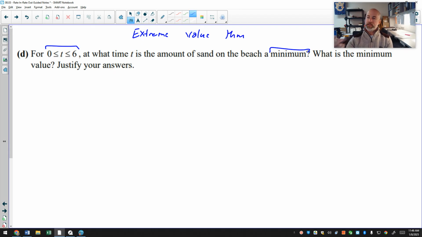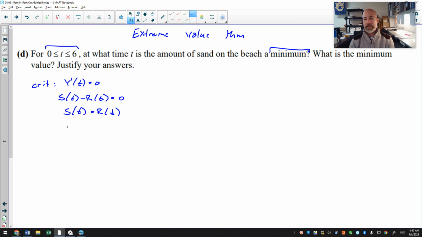And when you're considering the extreme value theorem, you need critical numbers of your function. In this case, we're talking about the total amount of sand. So my critical numbers would be when the derivative of the total amount of sand, y prime, is equal to 0. And we already know that y prime is the same thing as s of t minus r of t, because the overall rate of change is always rate in minus rate out, which means I need to find out when s of t and r of t are the same. That will give me my critical numbers. And I also need to consider the endpoints.